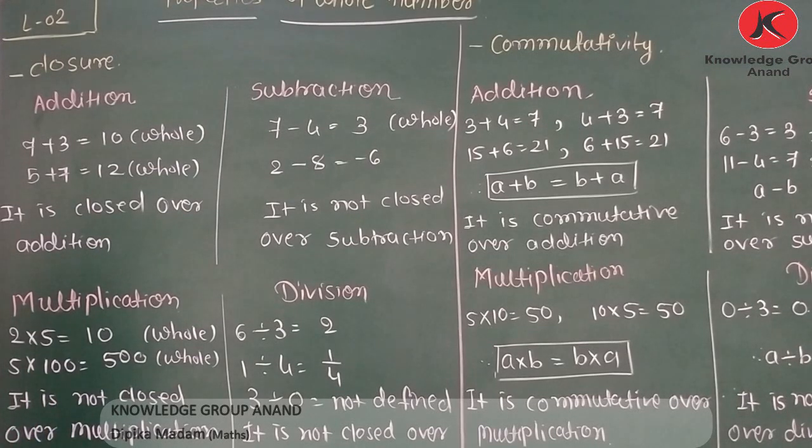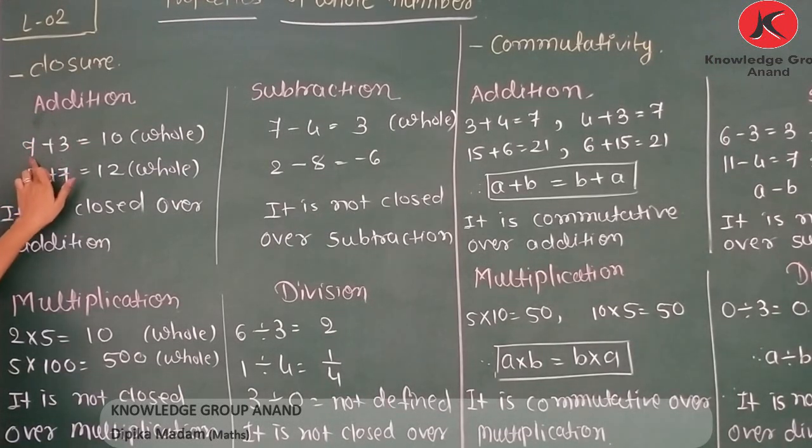Closed over subtraction. So here we need to check properties for four operations: addition, subtraction, multiplication and division. Okay, so first addition closure property. In closure property, first we will check for addition.